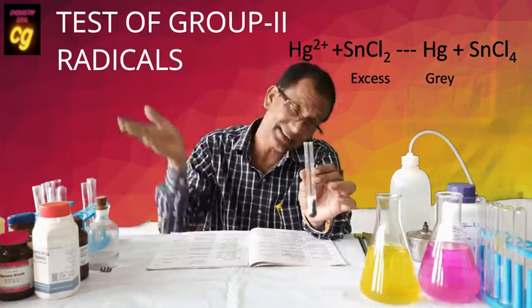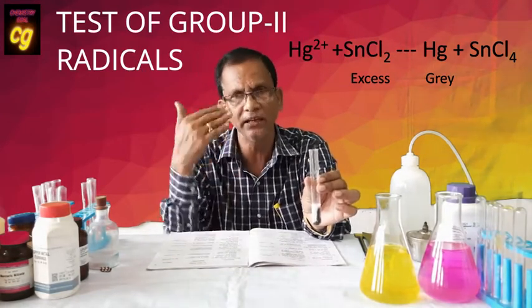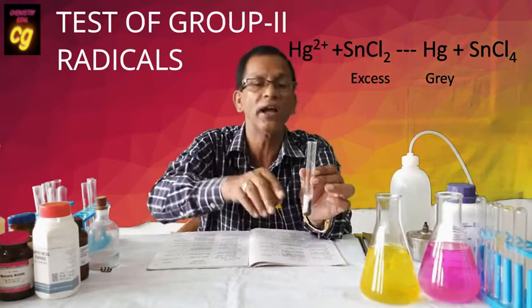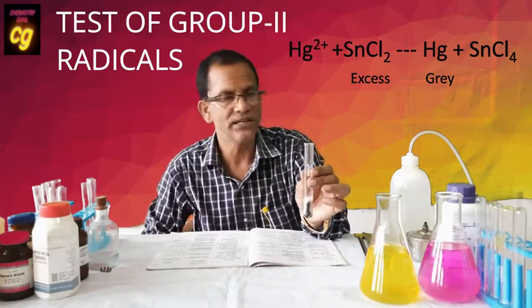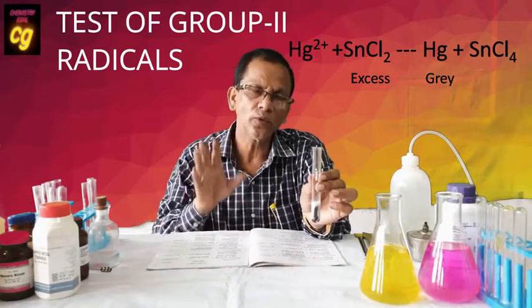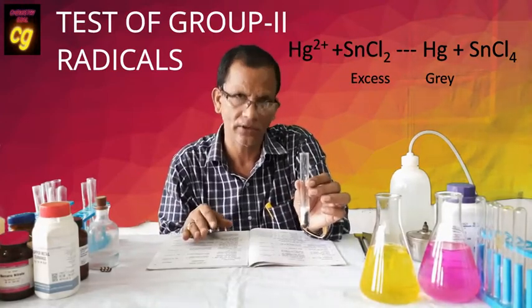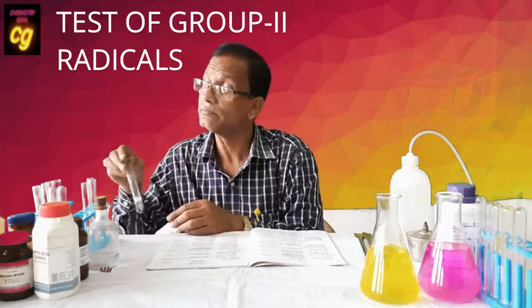Then if you add excess SnCl2, what happens? This Sn2+ again reduces the Hg2+ to Hg. That's why a black gray mass is produced. This is the confirmatory test of Hg2+, that is mercuric ion. Okay, this is the confirmed test of mercuric ion.